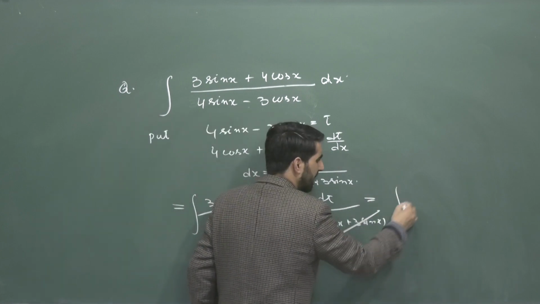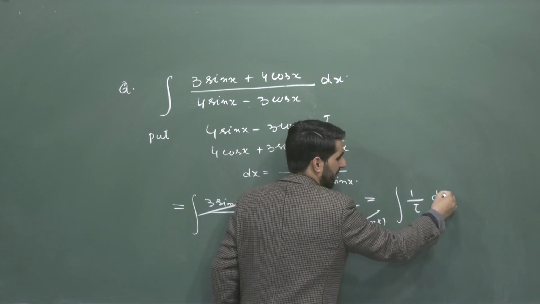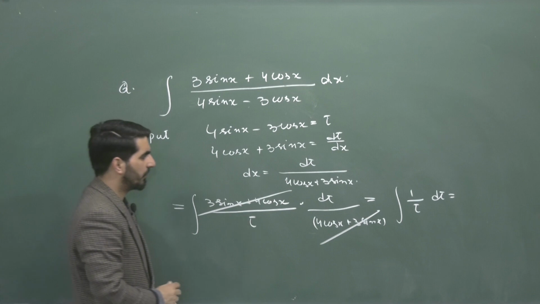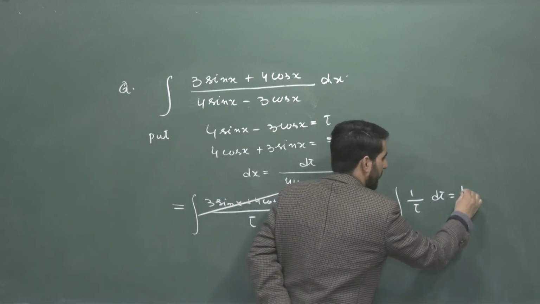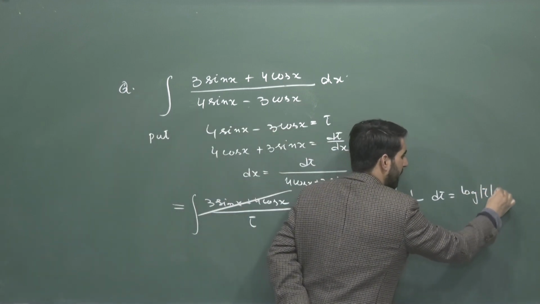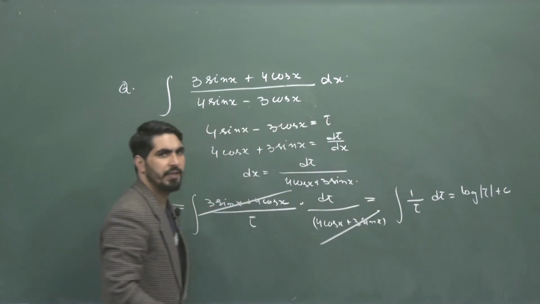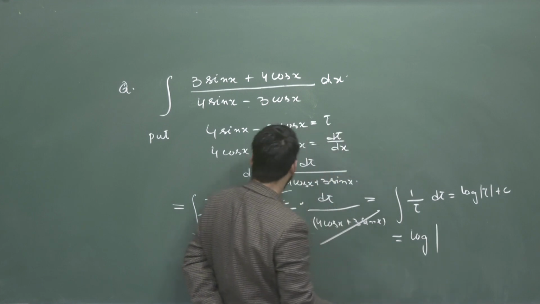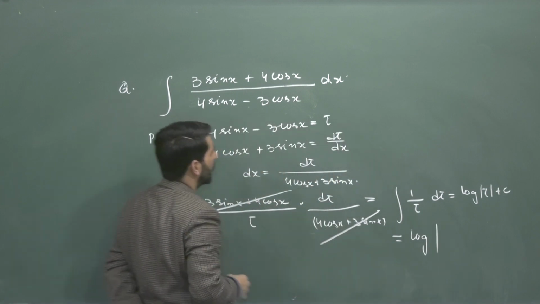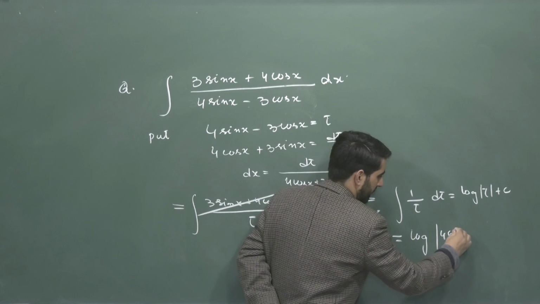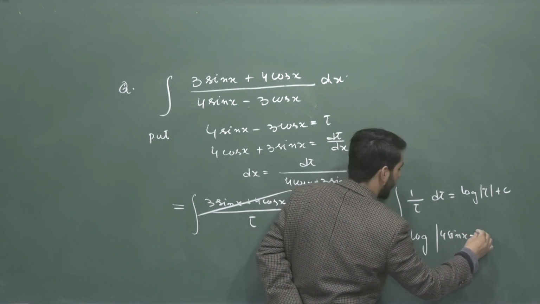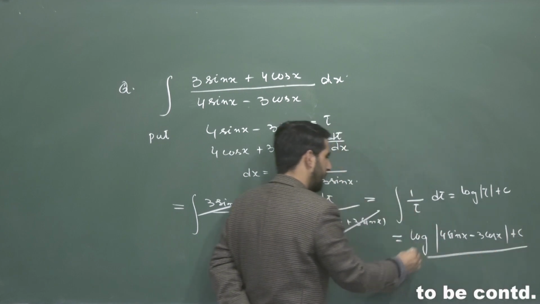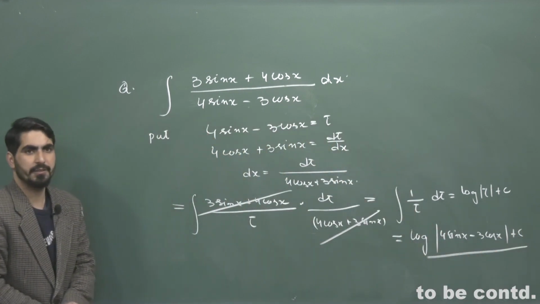We will get the integration of 1/t dt, that is, the integration of 1/t is again log of modulus of t. This is equal to log of modulus of t plus c, and replacing the value of t, that is log of modulus of (4 sin x - 3 cos x) plus c. So this will be the integral of this given question.